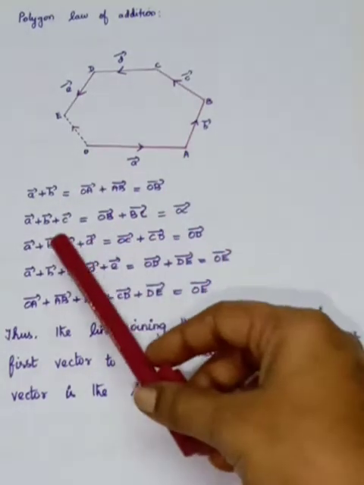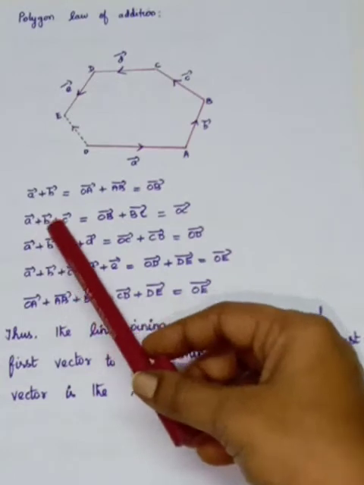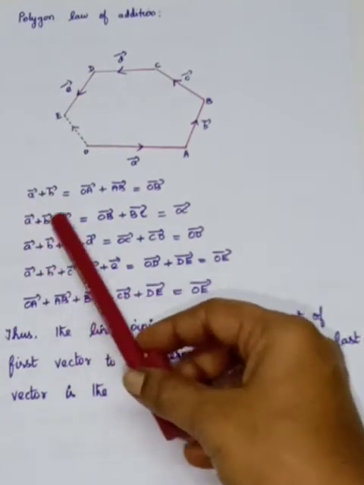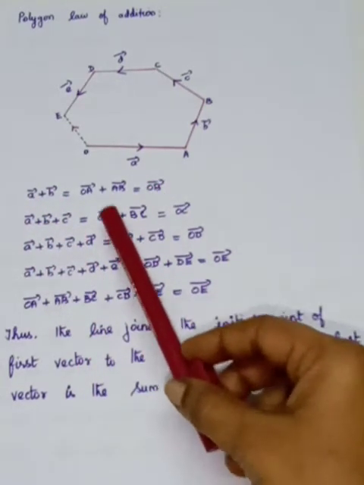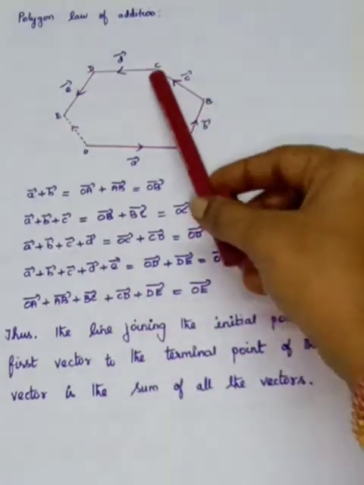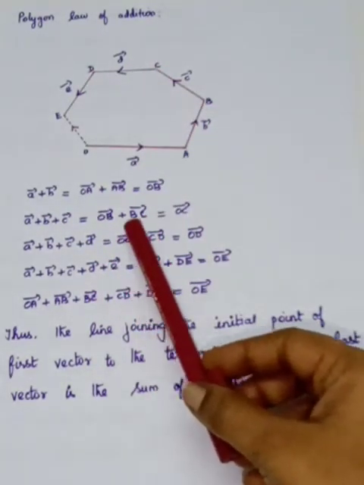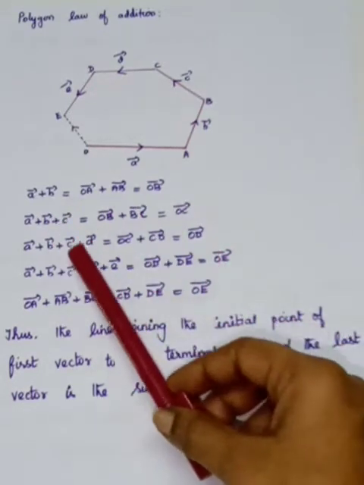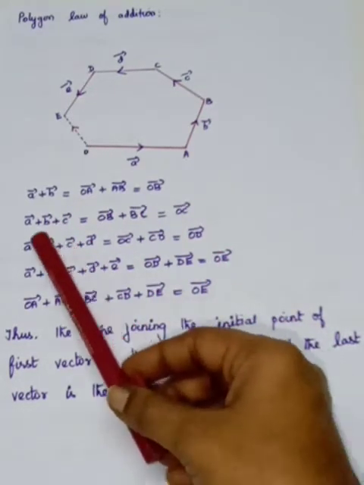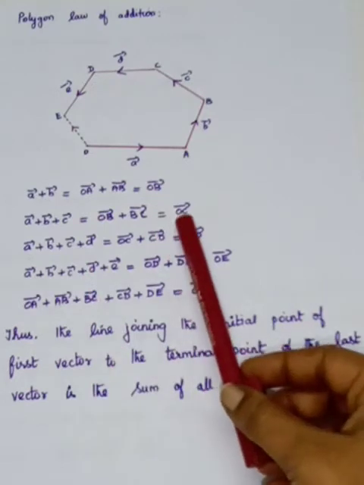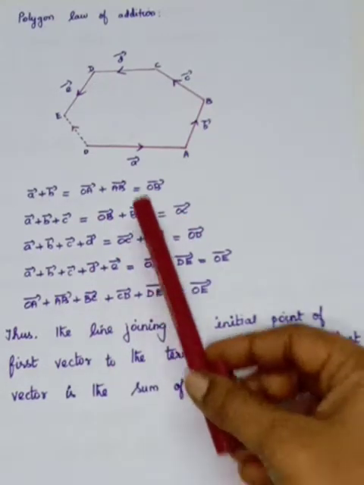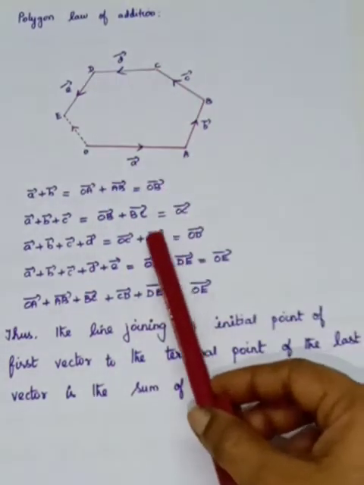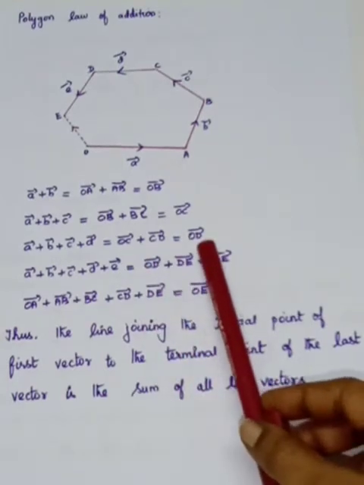So you take the third vector, A vector plus B vector plus C vector. What is A vector plus B vector? That is OB vector, plus C vector. What is your C vector? BC vector. So when you add these two, it is nothing but OC vector. Then the fourth vector is added. The sum of the first three vectors is OC vector, plus D vector is CD vector. So this is nothing but OD vector.